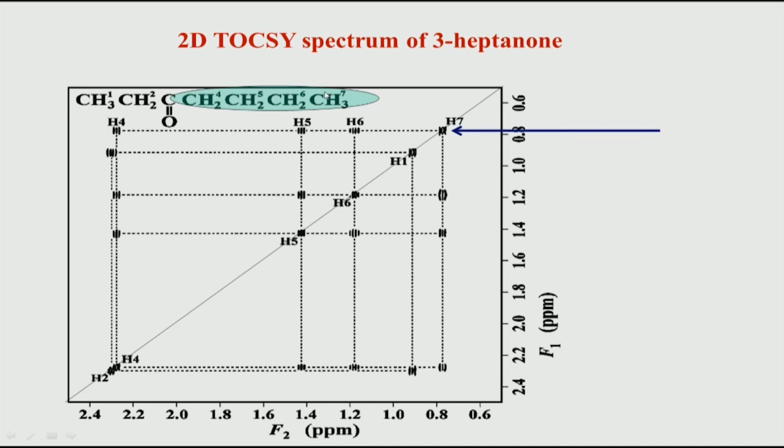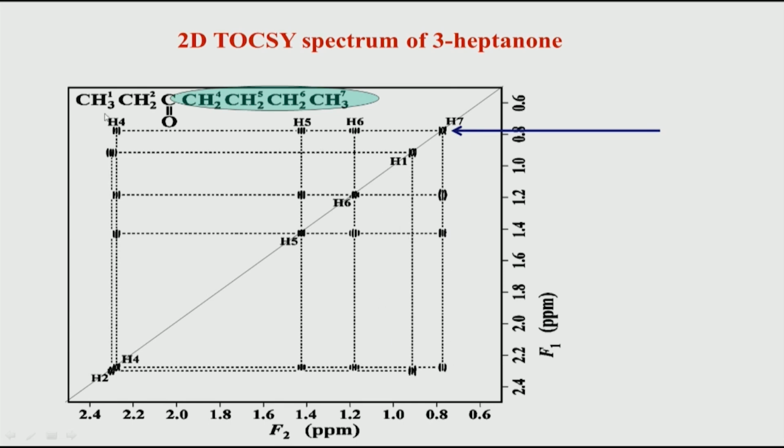If you look at this set of spins, you see there is an interaction between them. So, you have H7 with H6 with H5 with H4, and similarly H4 to H5 to H6 to H7. If you count the number of spins, it is a square. So, 4 into 4, 16 peaks you will notice in this spin system.